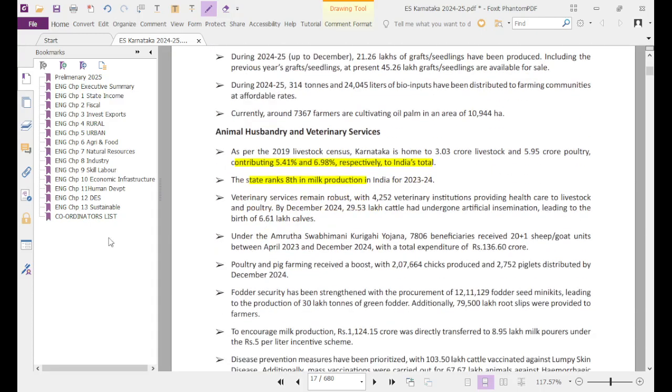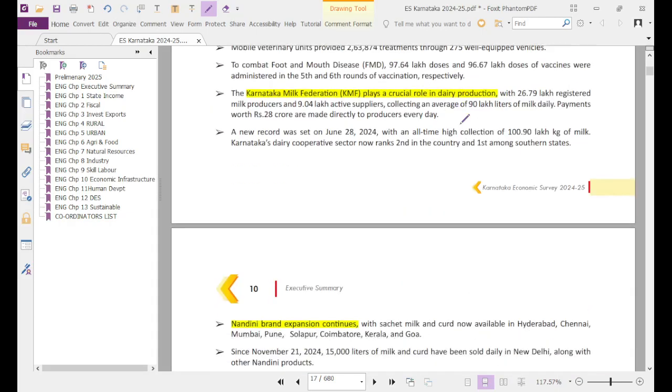Animal husbandry, if you get into animal husbandry and livestock within the agricultural sector, we have Karnataka state producing the 8th highest amount of milk in India and contributing to around 5 and 6, around 7% in terms of livelihood, and poultry. Those things are captured here.